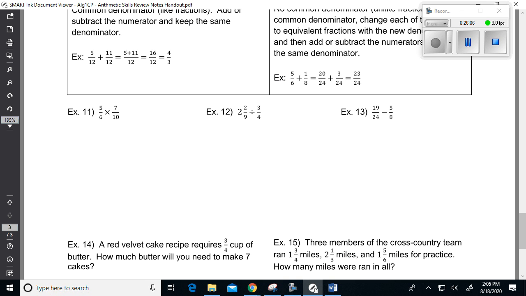So for problem 11, we're multiplying fractions. So multiplying fractions, we simply multiply from left to right. So that's 5 times 7 divided by 6 times 10. 5 times 7 is 35. 6 times 10 is 60.